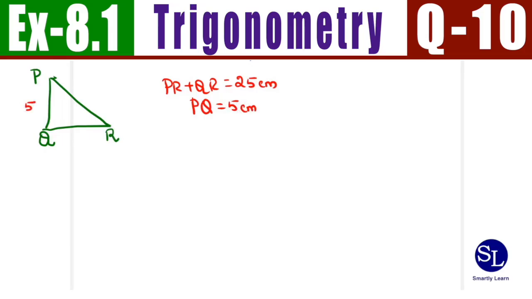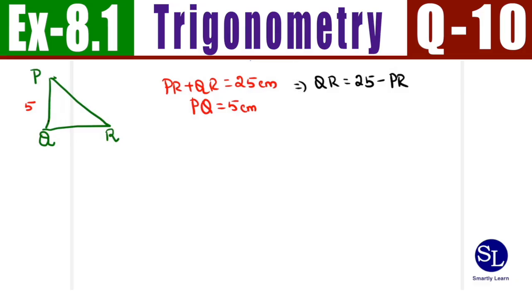However, PR plus QR is given as 25 centimeters. So if we know the value of QR and PR, then we can directly find out sin P, cos P and tan P. So first let's take up what is given here. PR plus QR is 25 means QR can be written as 25 minus PR. I'm simply rearranging this linear equation in terms of this.